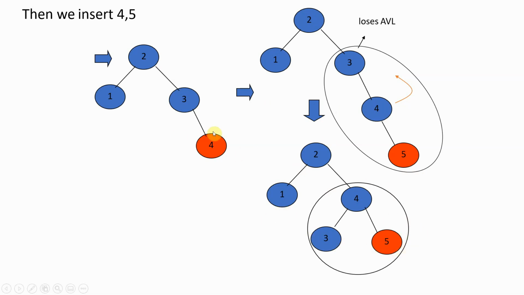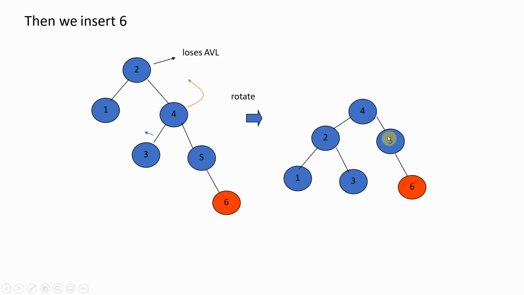You see that the rotation is basically changing the child-parent relationship for some nodes, a constant number of nodes. So we see that here 2 was the parent of 3 and 3 was the parent of 4. But now, for this case, 3 was the parent of 4 and 4 was the parent of 5, but now 4 becomes the parent of 3 and 5. So we change the child-parent relationship for these three nodes.